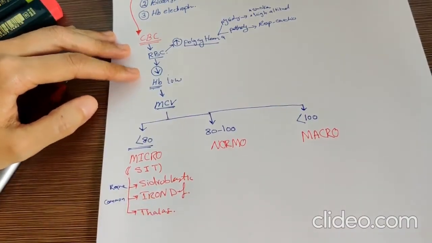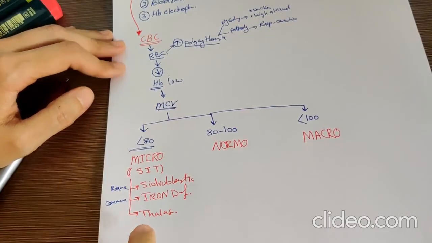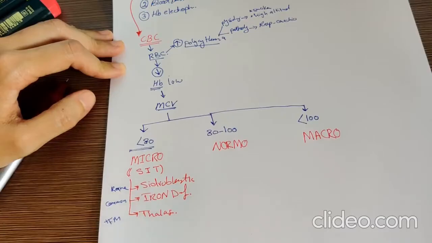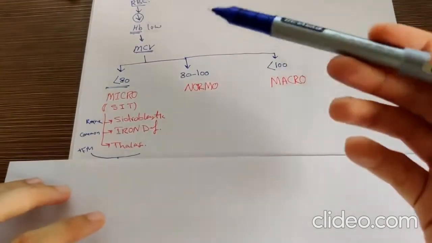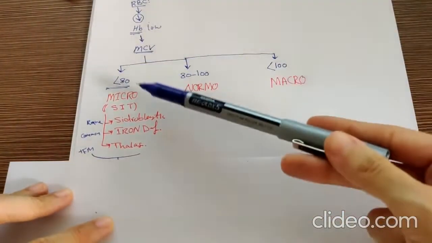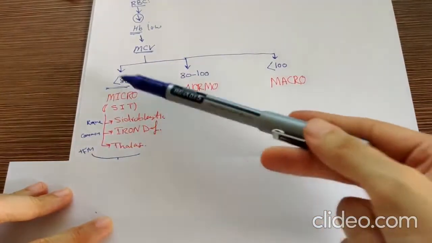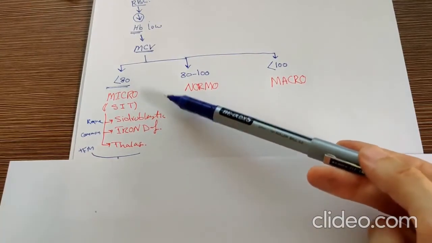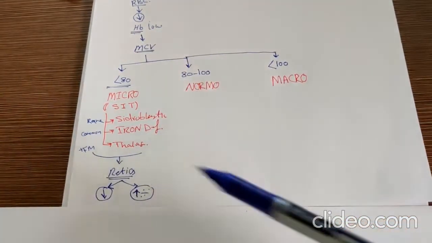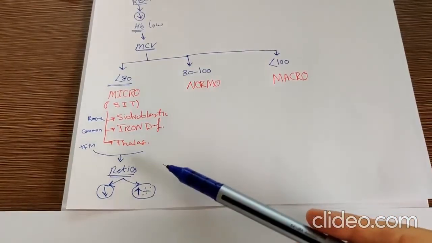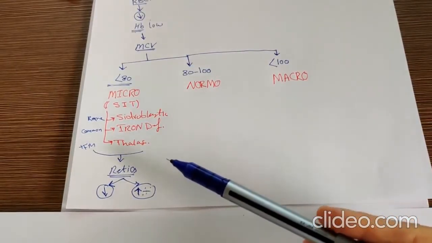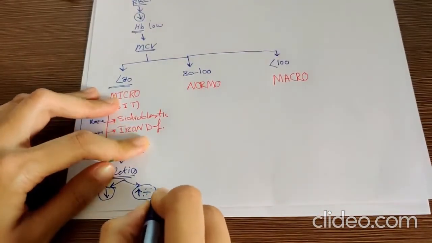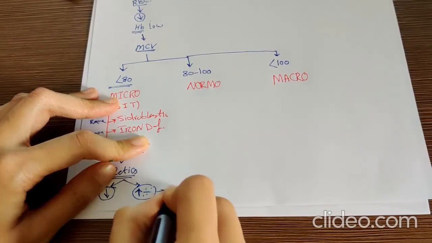Then I have thalassemia. In thalassemia, something that helps me in the history is a positive family history of thalassemia. After you find the MCV is low, you will put all this differential in your mind. Then what do you check in the lab tests? You will check the retics, which is the number of the immature RBCs. If the number of the immature RBCs is high, what does that mean? Thalassemia.